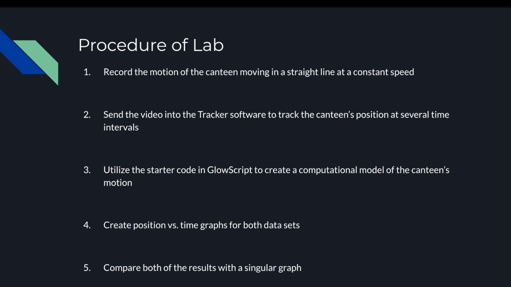Moving on to the procedure of the lab, we will start by recording the motion of what I chose to use as a canteen, a video of a canteen moving in a straight line at a constant speed. We'll then send the video into the tracker software to track the canteen's position at several time intervals. We'll utilize the starter code and GlowScript to create a computational model of the canteen's motion, create position versus time graphs for both datasets, and then compare both the results with a singular graph.